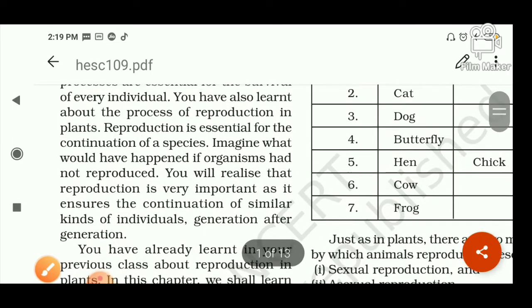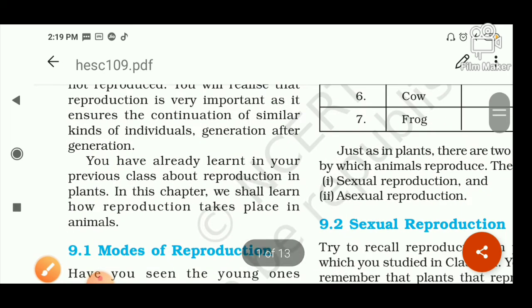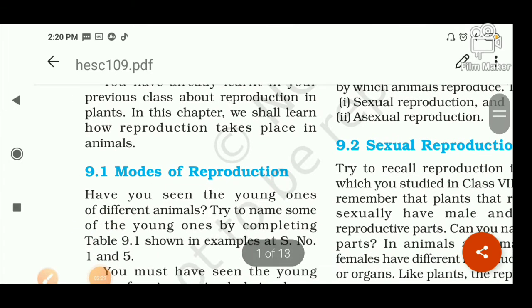Okay. You have already learned in your previous class about reproduction in plants. In this chapter, we will read about reproduction in animals and especially reproduction in humans. Then we will discuss the different modes of reproduction in animals and reproduction in humans. Right. Let's start with modes of reproduction.